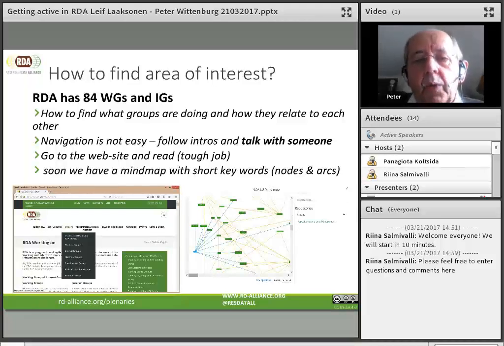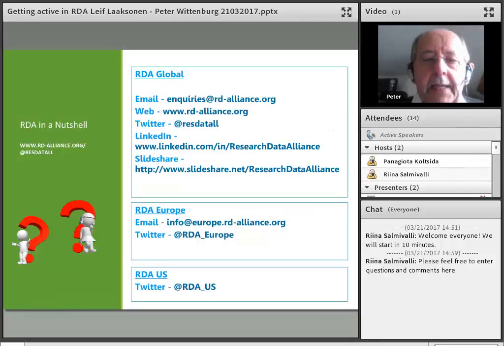We are currently working on what is indicated on the right side, a kind of mind map, where you can click on the nodes, which are the interest groups and working groups, and get very short information, say in two key phrases, on what they do, and where you can click on the arcs and see the relationships between these groups. It's not yet ready. We will launch it in Barcelona, and I hope that after Barcelona we can give more help in this respect. I'm at my end, so here's the last slide, which Leif created. I think it stands for itself, so I am finished, Rina.